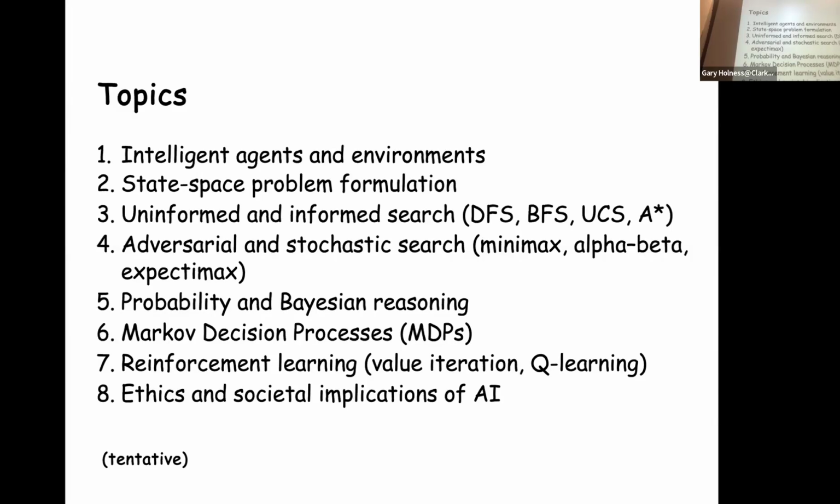And so topics: we'll look at agents and definitions of agent environments, the so-called state space formulation, learning as search. We'll include stochastic elements, look at probabilistic and Bayesian reasoning, something called Markov decision processes, sequential decision making, the reinforcement learning framework with two different algorithms, value iteration and Q-learning. And then we'll also talk about ethics and societal impacts of AI. So this course is kind of a survey of various AI techniques.